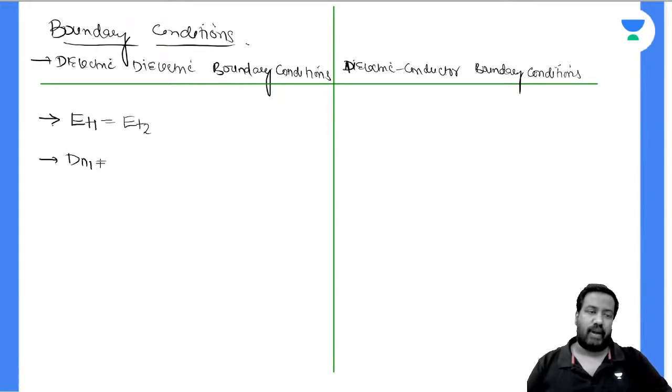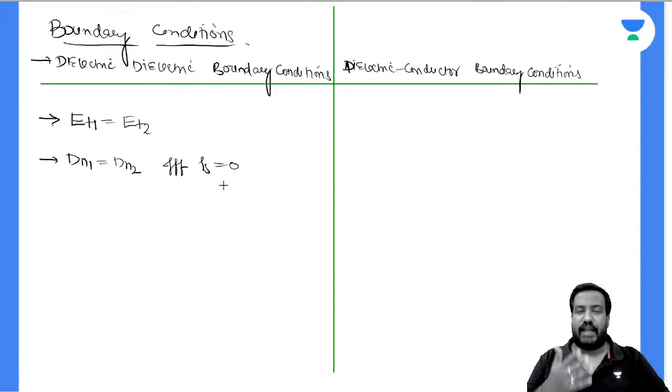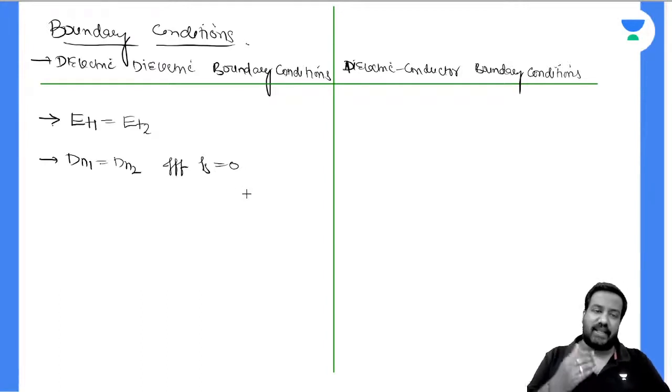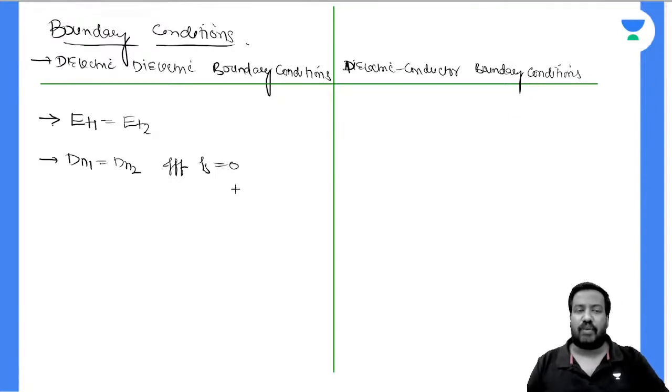Second one, DN1 is equal to DN2 if and only if rho s is 0. Normal component of electric flux density is continuous across the boundary of discontinuity if and only if rho s is 0, where rho s is the surface charge density that is placed deliberately on the surface of the boundary. It is conditionally continuous.